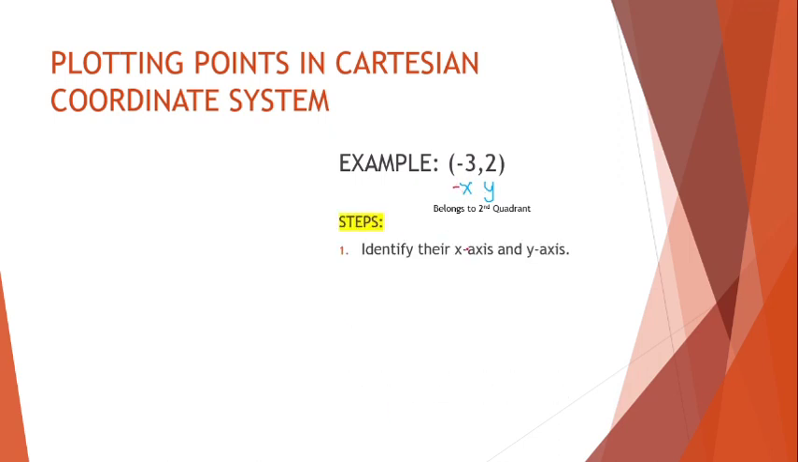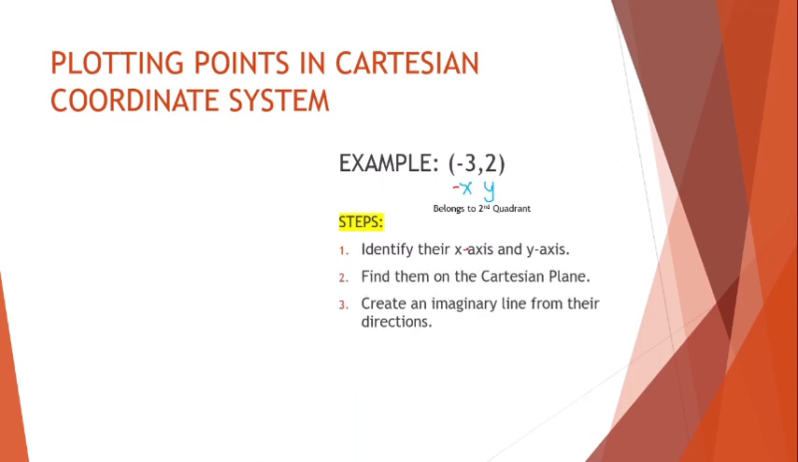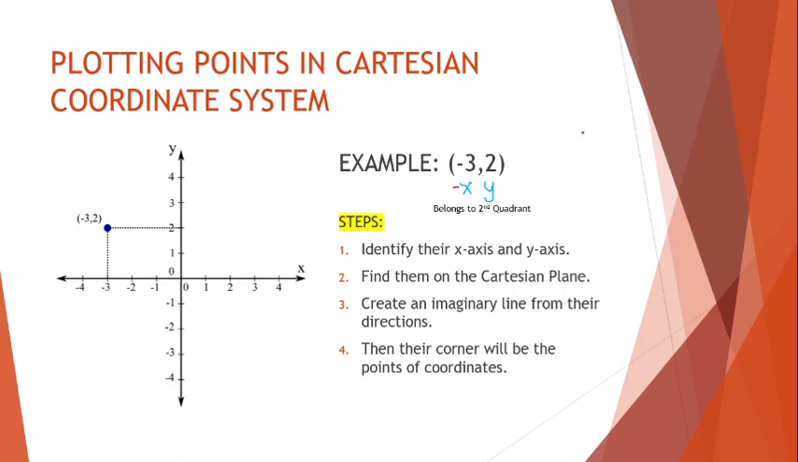Steps: identify the x-axis and y-axis. Find them on the Cartesian plane. Create an imaginary line from their directions. Then their corner will be the point of the coordinates. Like this. Your 2 is your y, it is positive. The negative 3 is here. Now you make an imaginary line. Then the intersection of those is the point of the coordinate.